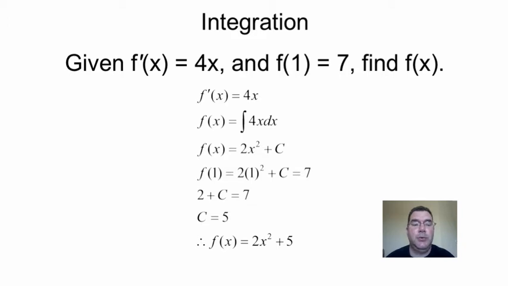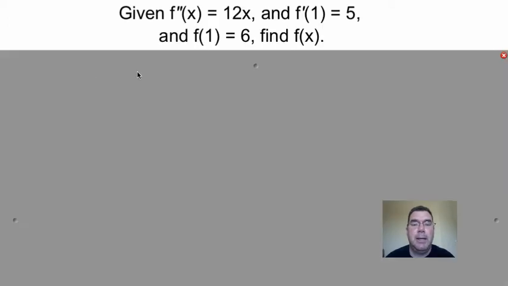Alright, and moving on. So now, if I could ask you questions about the first derivative, I could certainly ask you questions about the second derivative. So given that f double prime, or the second derivative of f, is 12x, and given that the first derivative is equal to 5 when x is 1, and given that the function is equal to 6 when x is 1, we need to find f of x. So this is a completely valid question that I could ask.